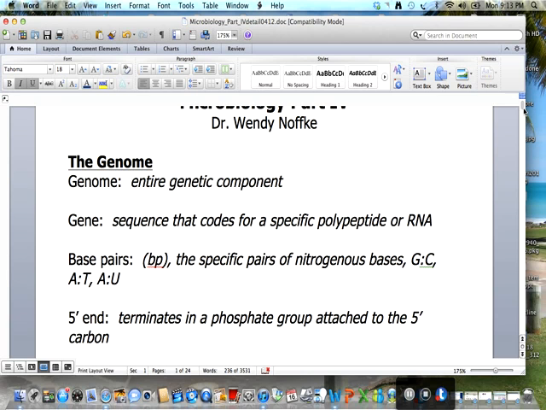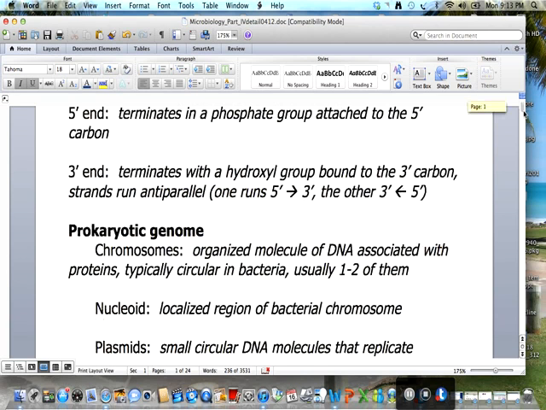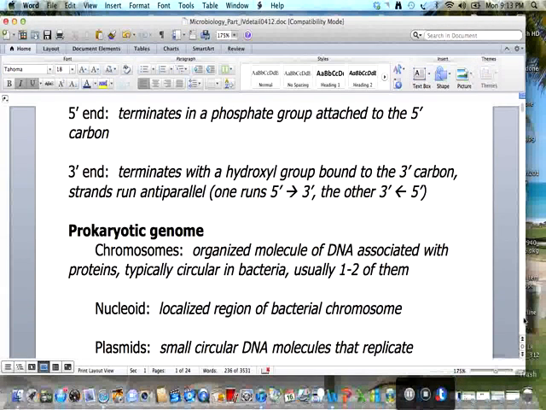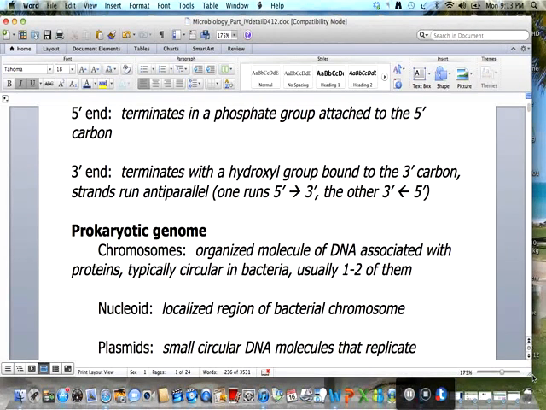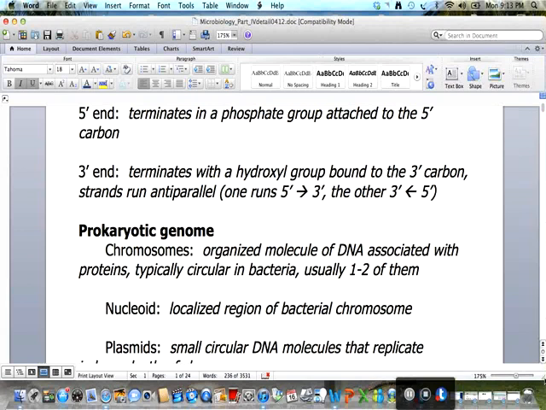The 5' end terminates in a phosphate group attached to the 5th carbon. The 3' end terminates with a hydroxyl group bound to the 3rd carbon. The strands are said to run anti-parallel in that one strand runs from 5' to 3' and the complementary strand runs from 3' to 5'.